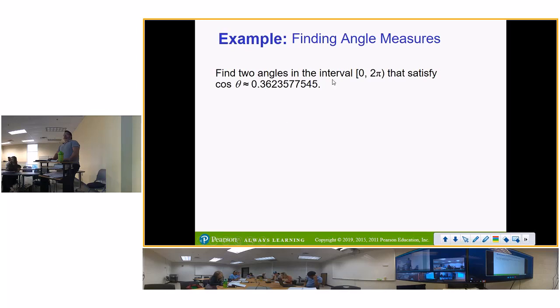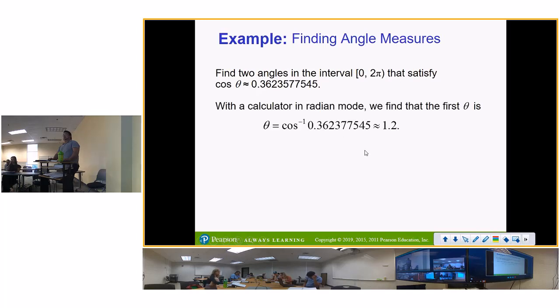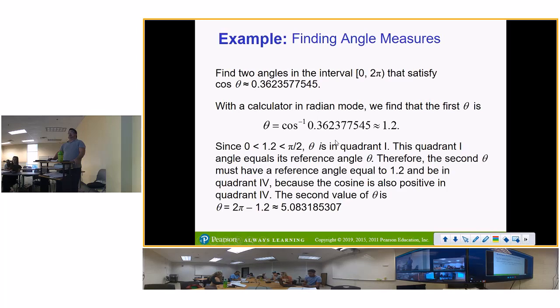Find two angles in the interval 0 to 2 pi that satisfy cosine is equal to point. So the first thing you're going to do is hit inverse cosine. Okay, there you go. And that's inverse cosine is equal to 1.2 degrees. Okay. And 1.2 is between 0 and pi over 2, so it's in the first quadrant.